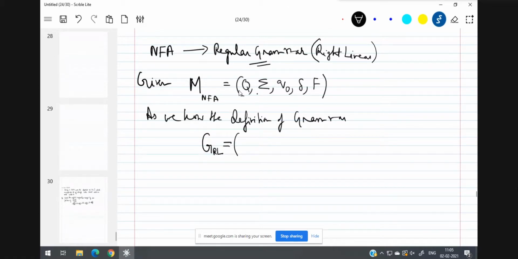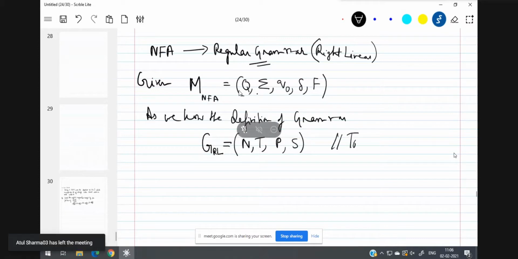And from the mathematical definition of the grammar, it is N, T, P, S. I've already told you, N is the finite set of non-terminals, T is the finite set of terminals, P is the production, S is the start symbol. Now this is our target: to construct a regular grammar from a given NFA. And I have already assumed that whatever grammar we construct is going to be in right linear form.